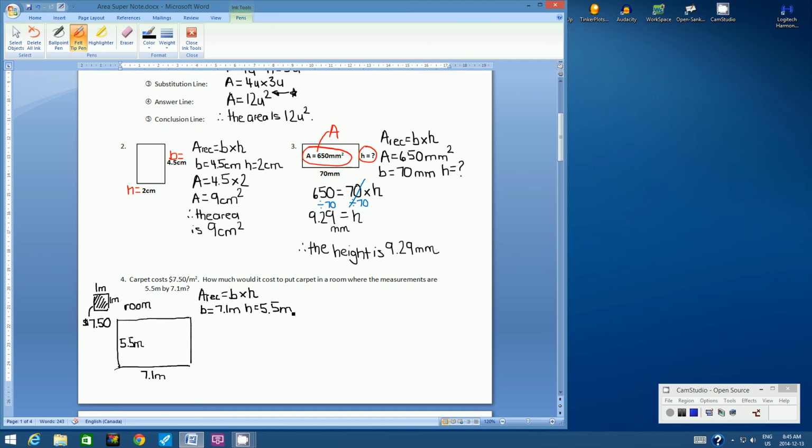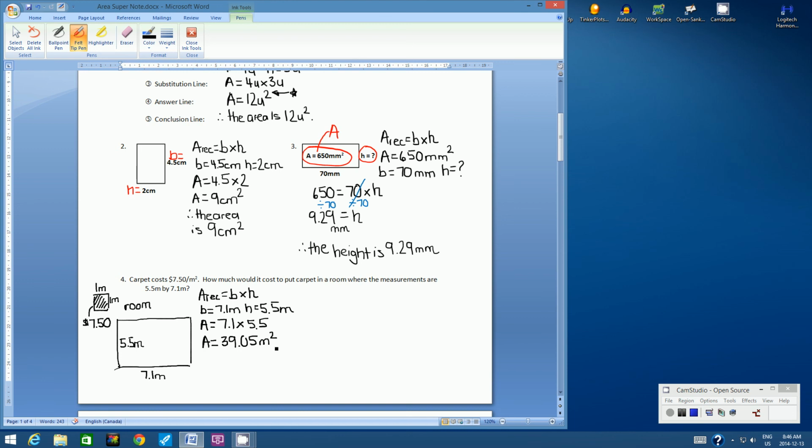Now, if you're getting more comfortable with this, you can get ahead of me. That's fine. Line number 3 is the substitution line. Well, we don't know the area, so that just has to stay as A. We know the base is 7.1 meters. We know that the height is 5.5 meters. That's our substitution line. All right, our calculation or our answer line, if you're using your calculator, what did you get? Well, I got 39.05 meters squared.